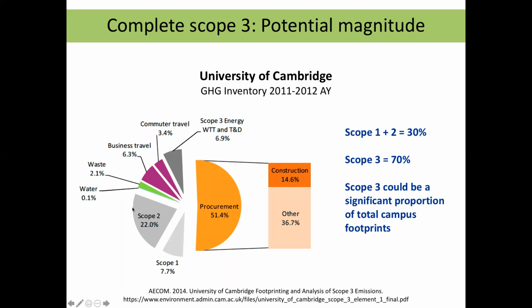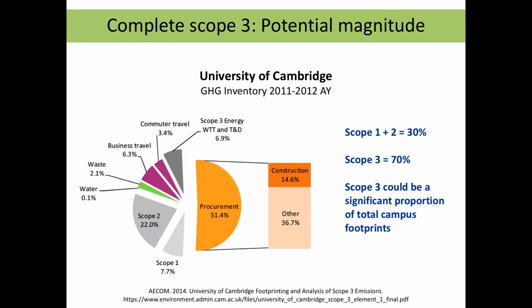And you can see that scope 1 and 2 actually only made up about 30% of their footprint when adding in those additional categories. Scope 3 was the remaining 70%. This is just one campus's analysis, of course, but it suggests that complete scope 3 could be a significant addition to many campus footprints. And you can see the largest category they found here was procurement, or purchased goods and services. And this is after we've completed fuel and energy related activities in SIMAP.